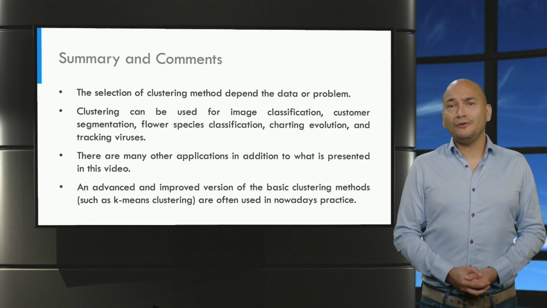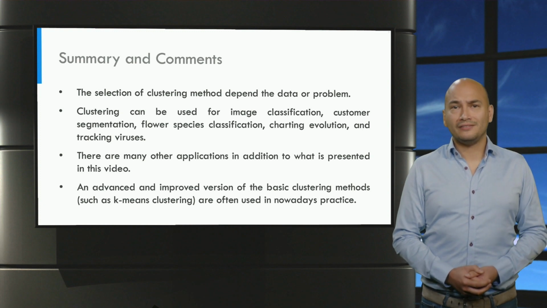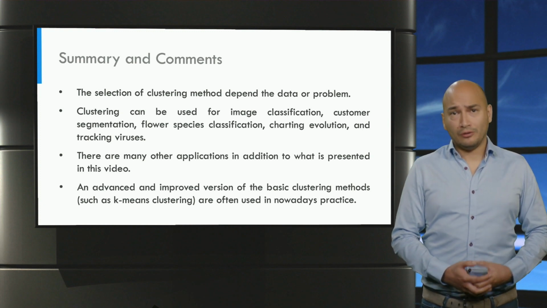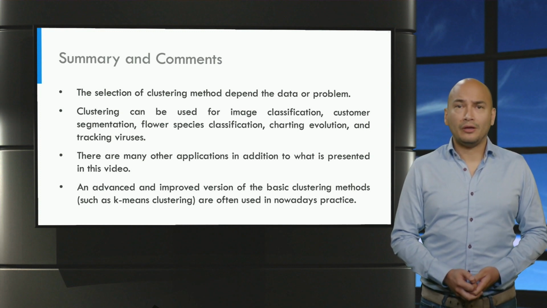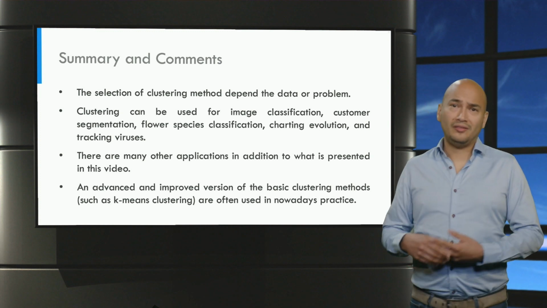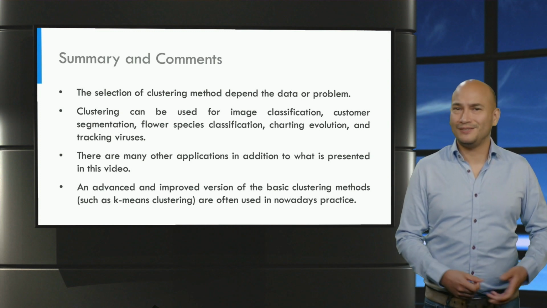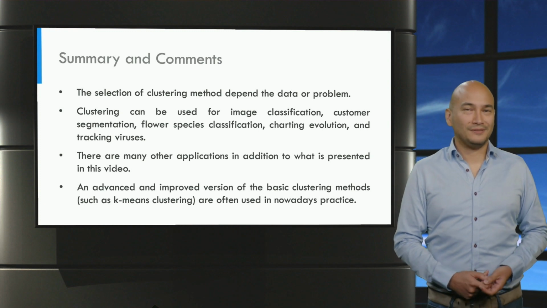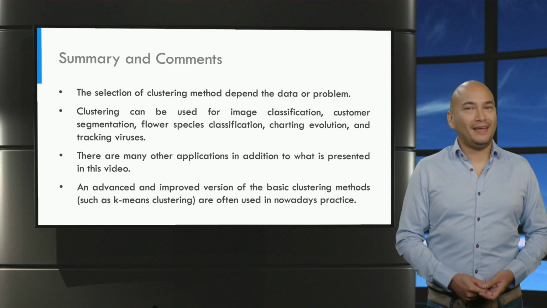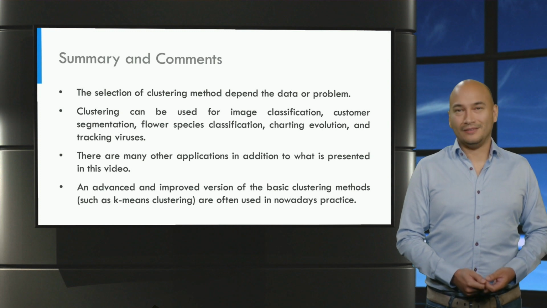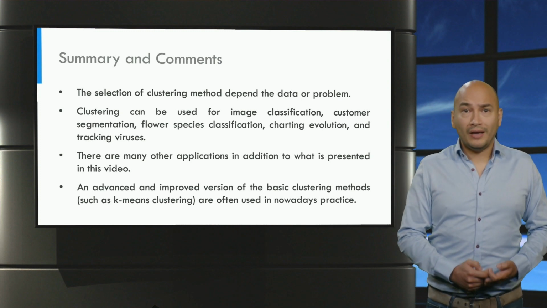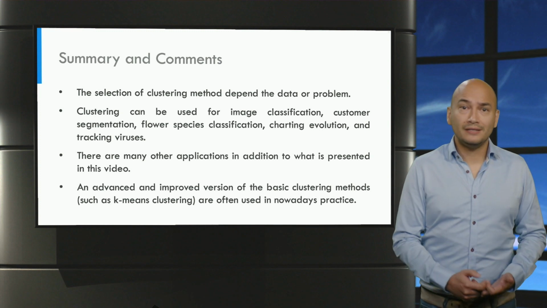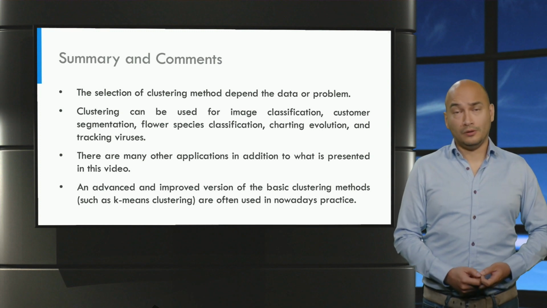In this video, we learned that the selection of the clustering method depends on the data or the problem we're dealing with. We see some examples that clustering can be used for image classification, customer segmentation, flower species classification, charting evolution, and tracking viruses. Of course, there are many other applications in addition to what we presented in this video. We should also be aware that in today's practice, an advanced and improved version of the basic clustering methods such as k-means clustering are often used to solve our problems.